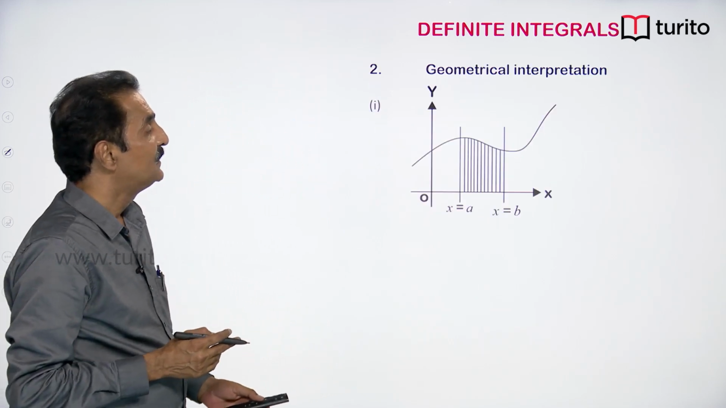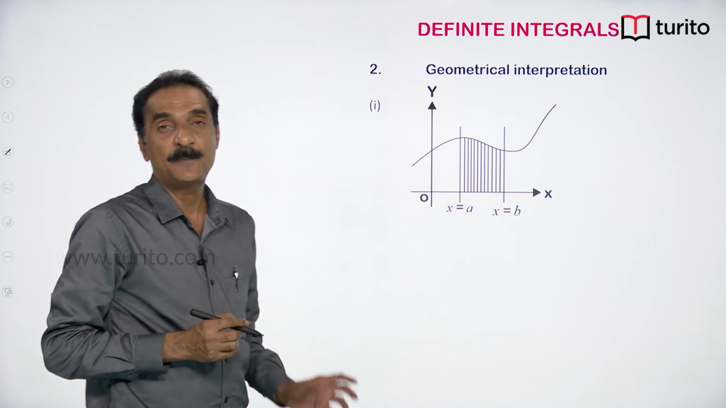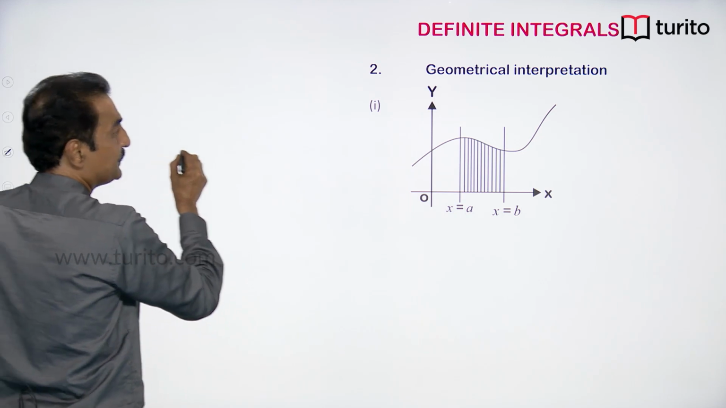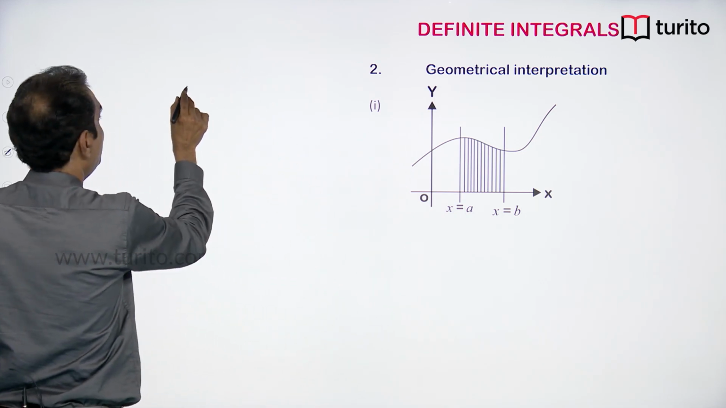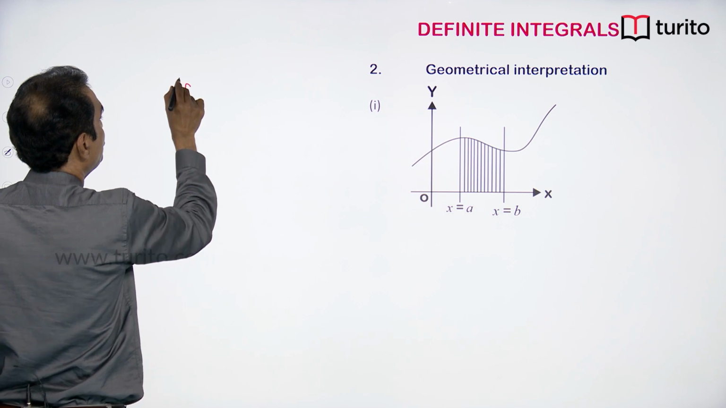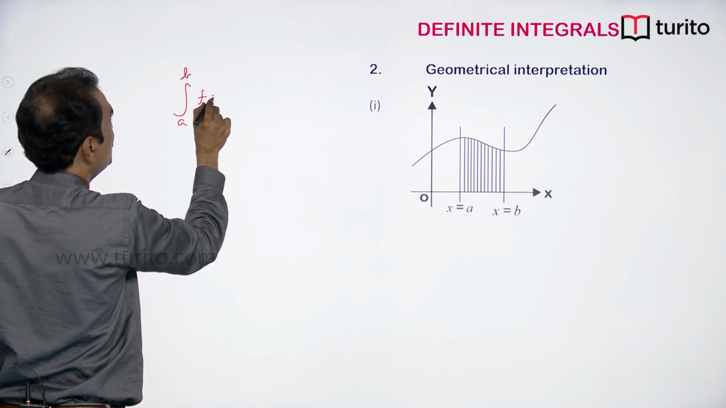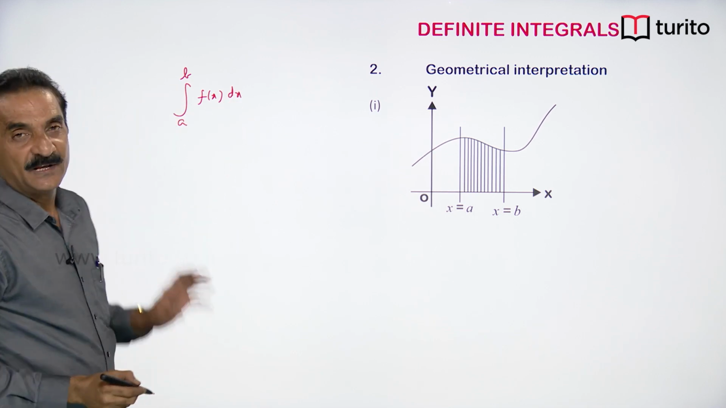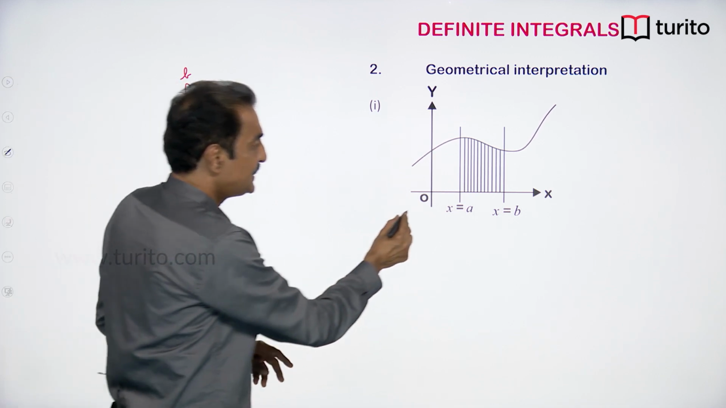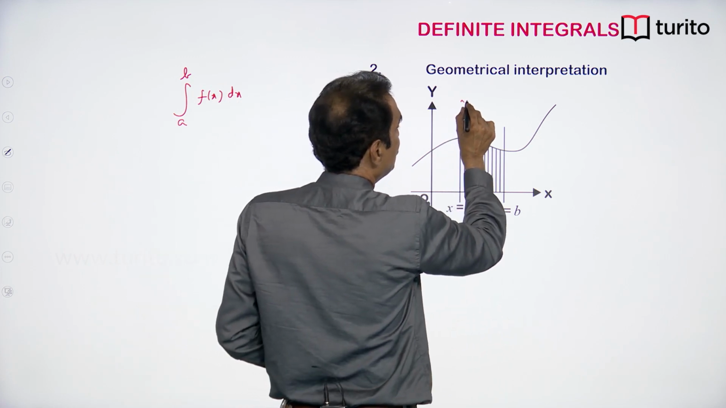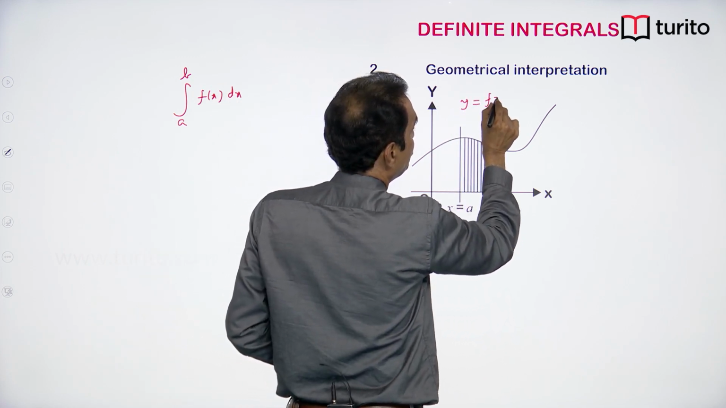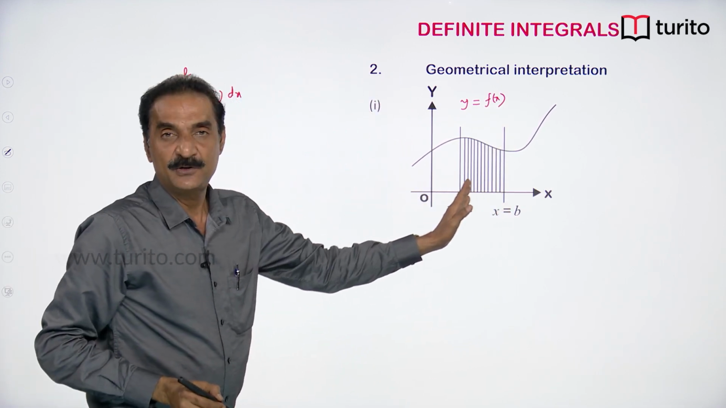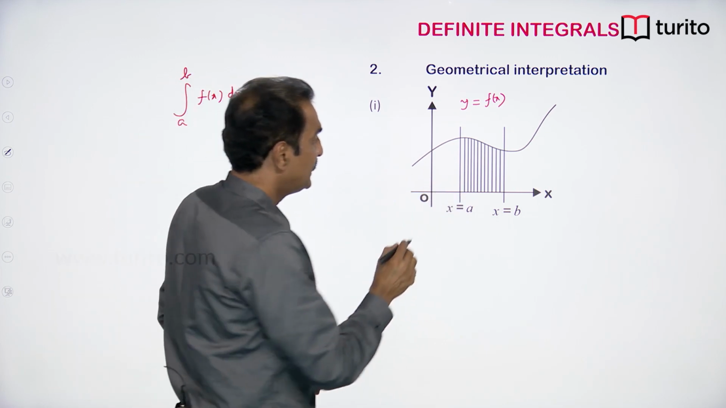Next, how do you interpret the definite integral geometrically? Now, suppose we are finding the integral a to b f of x dx. We are integrating f of x in the interval a to b. This is x is equal to a, x is equal to b. You divide the interval into some equal parts.